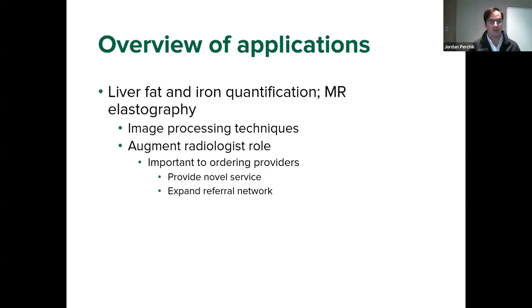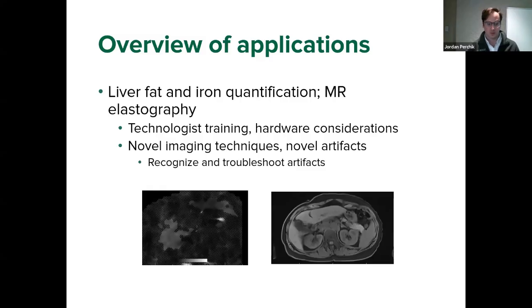So another area where we have AI applications is in liver fat and iron quantification and MR elastography. So these are image processing techniques that augment our role as a radiologist. Doing elastography is not something that I, with my human eye, could look at a liver and give you a specific stiffness. But the importance of this is that it opens up a novel service and expands our capabilities of what we can do with the images that we acquire.